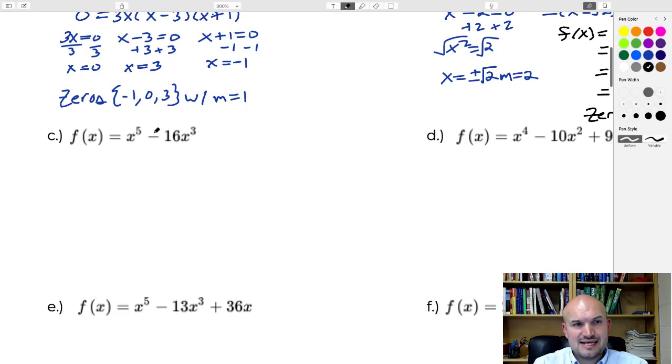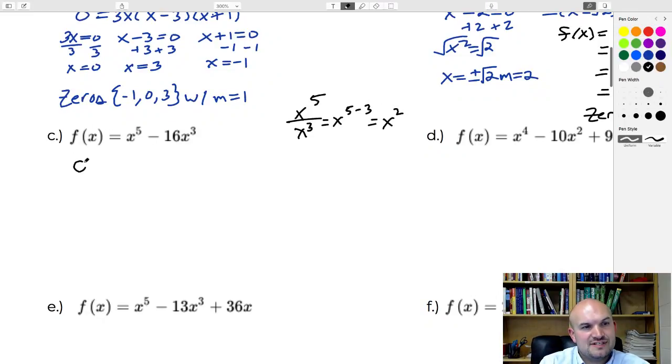You can see in this next example, we don't have any numbers, but we can factor out an x cubed, right? And remember, when you're dividing out an x cubed, x to the 5th divided by x cubed, you subtract the powers, so that's going to be an x squared. So I have 0, factor out an x cubed, and that's going to leave me with an x squared minus 16. Now again, I need to represent this as a linear factorization.